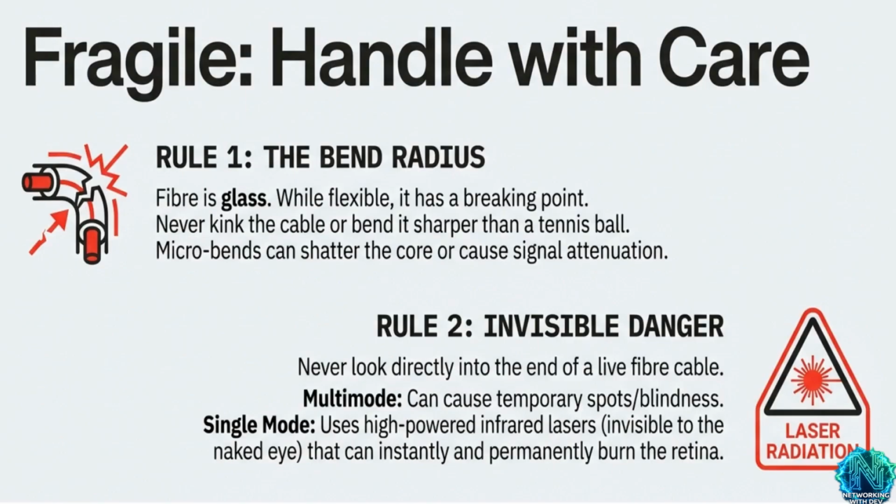We've seen how powerful and modular fiber systems can be, but they come with two critical rules that you can never ignore. Rule number 1 is the bend radius. It is easy to forget that you aren't working with flexible copper, you are working with glass. If you kink the cable, or bend it sharper than the curve of a tennis ball, you risk microbends that can shatter the core, or cause massive signal loss.